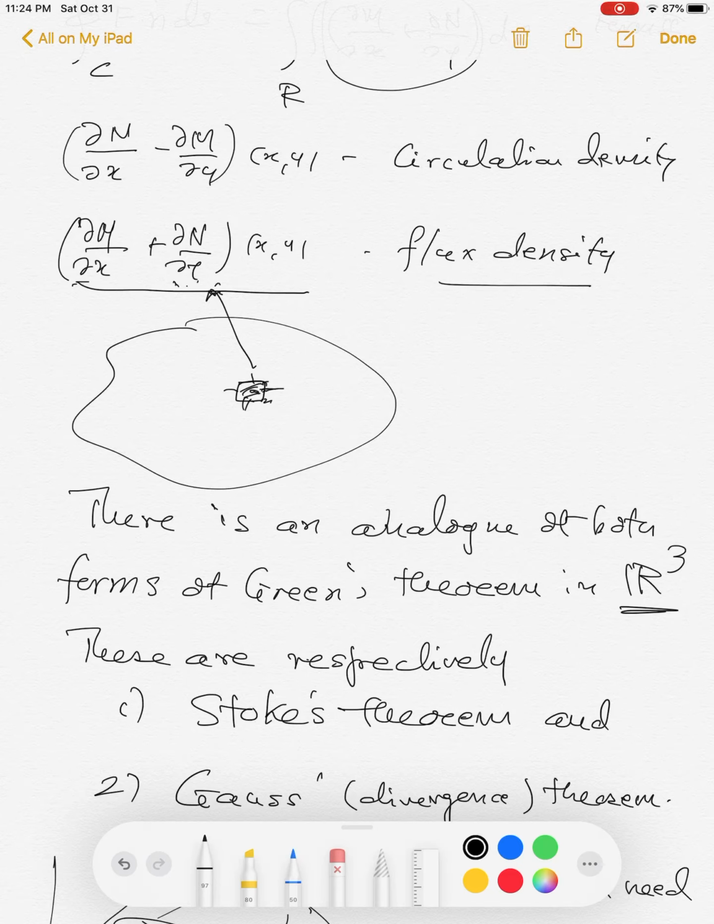But anyway, I will end it here. Next time I will tell you why this quantity, the flux dM/dx plus dN/dy, has a meaning. It's called the flux density. So you have two things, circulation density and flux density, and the analogues in 3D will be the ideas of curl and divergence. I'll introduce this next time.